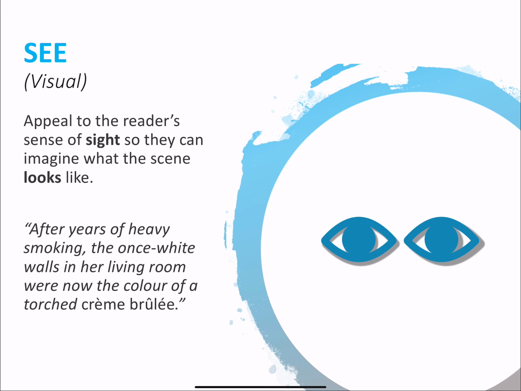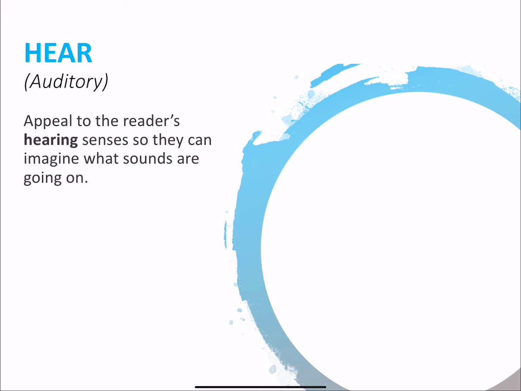For example, after years of heavy smoking, the once white walls in her living room were now the colour of a torched creme brulee. Now, as long as your reader knows what creme brulee looks like, they now have a very accurate description of the colour of the walls.